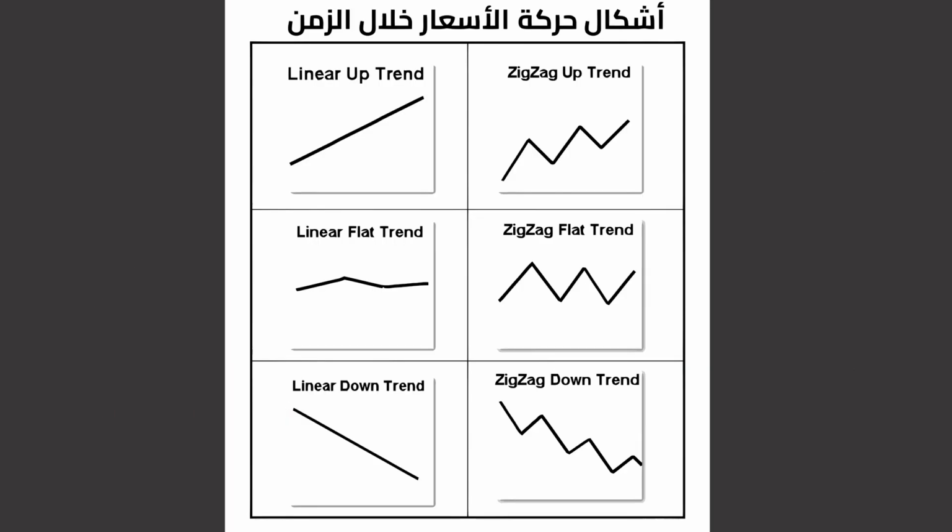When combining the price patterns with the three trends, we see six forms of price action on the charts, which are: first, the linear upward movement; second, the zigzag upward movement; third, the linear sideways movement; fourth, the zigzag sideways movement; fifth, the linear downward movement; sixth, the zigzag downward movement. Here is a brief explanation of the six patterns.